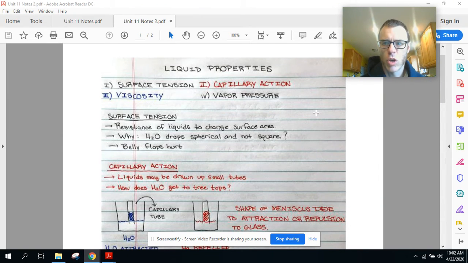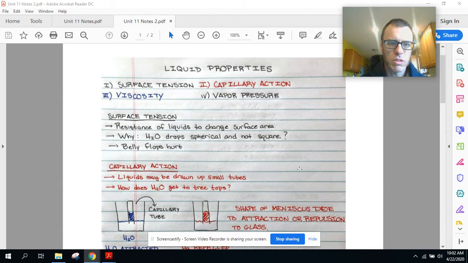Unit 11 notes. We're going to use intermolecular forces to talk about liquid properties. And you guys know this. Like the first one, surface tension. With surface tension, capillary action, viscosity, and vapor pressure. Vapor pressure is by far the most complicated. We're just going to do a little flyby with it.